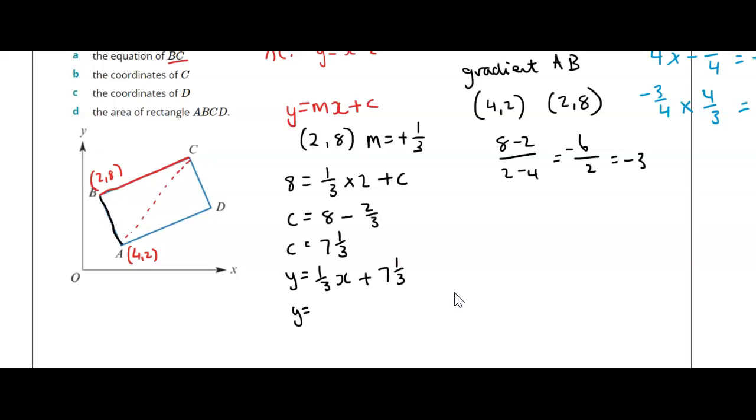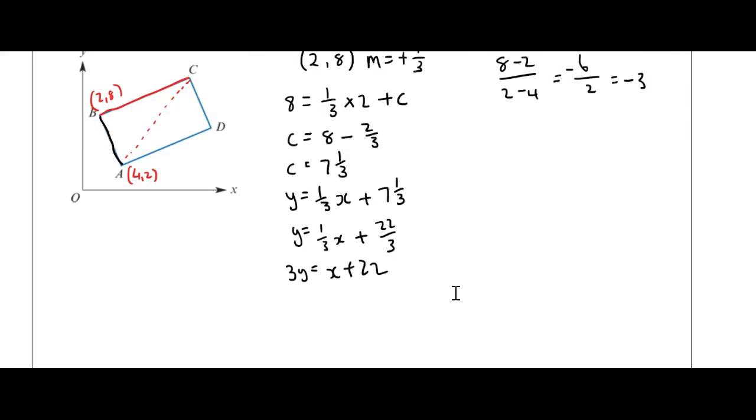Let's just put it in intercept form. I'm just going to leave that 1/3 x, and 7 and 1/3 as an improper fraction is 22 over 3. So now I can divide both sides by 3, and I get 3y equals x plus 22. In intercept form, we usually have the x and the y on one side and the constant on the other. So you can write it like this, or in intercept form like this.